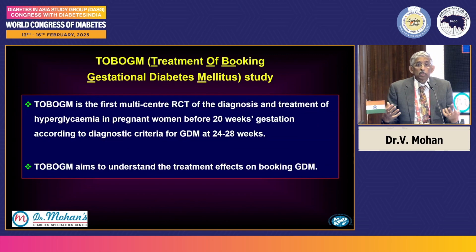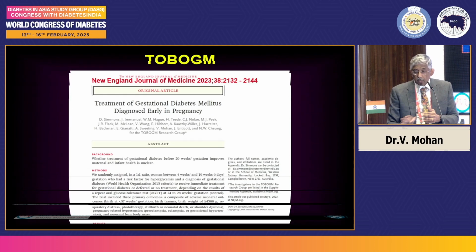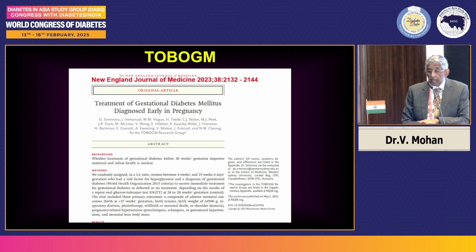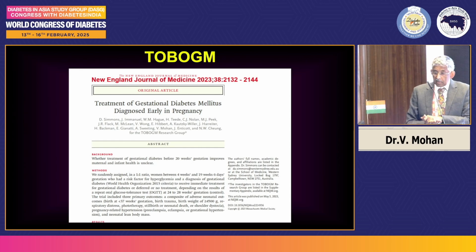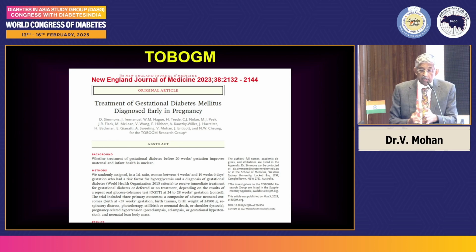So what we did was, in Australia and also in India, where we participated from Chennai, and then in Sweden and in Austria, we collected women, and this is published in the New England Journal of Medicine. I'm very happy that I was also part of this 2023 paper. This is the first and major publication of the TOBOGGAN study.